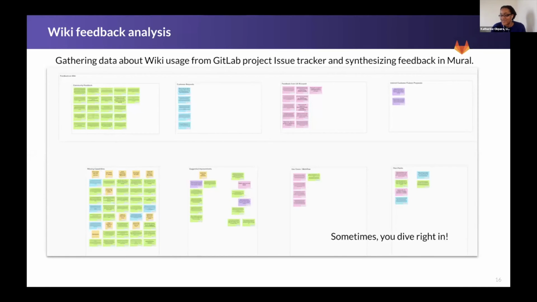And lastly, because I'm almost done with time, here's just another example of what you can do if you're not doing a usability study or user interviews or other types of research. You might just dive right into our GitLab issue tracker and start pulling out feedback from the community issues. So reading comments, finding use cases and things like that, and mapping them out into different buckets. So talking about pain points, suggested improvements, missing capabilities, things like that. You can start right from your issue tracker and see what people are saying directly there.